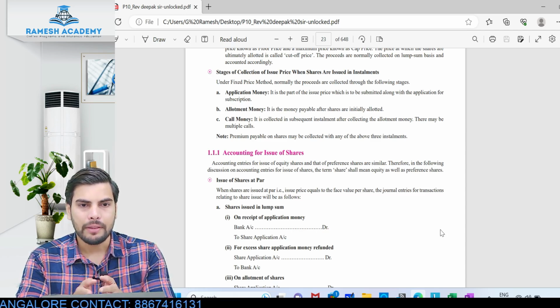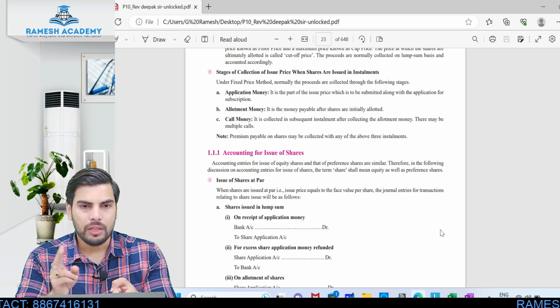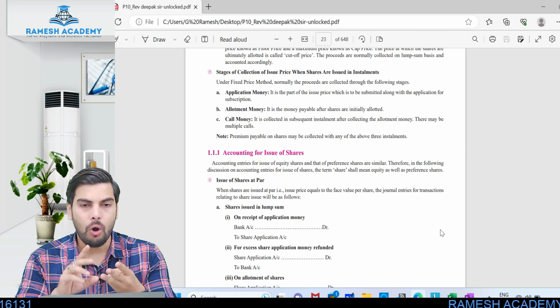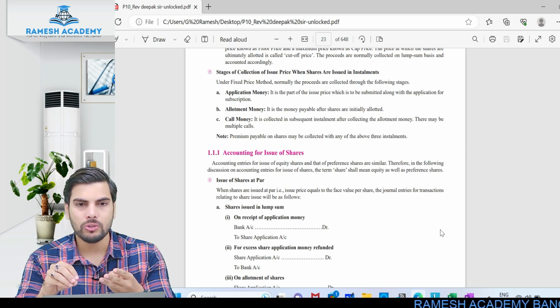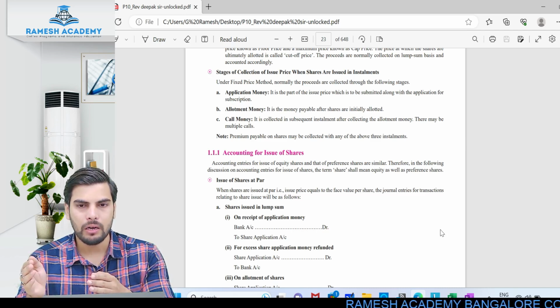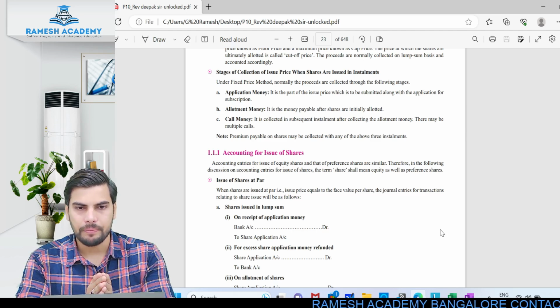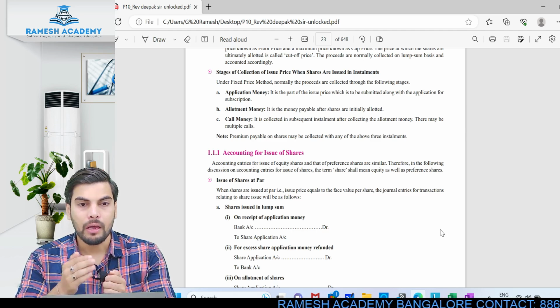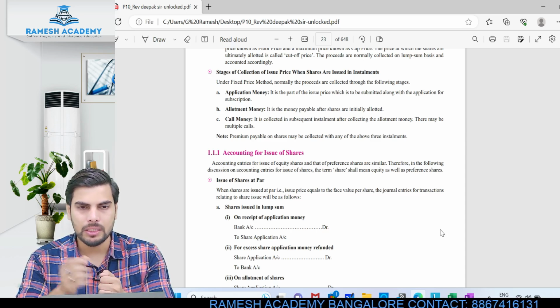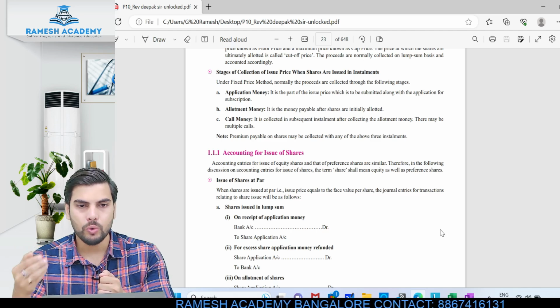Clear? And then what are we supposed to do with this application money which is received? Ultimately, remember, whether it is application stage money, allotment stage money, or call money, all these things ultimately belong to a group called share capital. All this amount will ultimately be transferred to share capital. Clear? Now when I'm transferring the share application money to share capital, the entry would be like this: share application account debit to share capital.